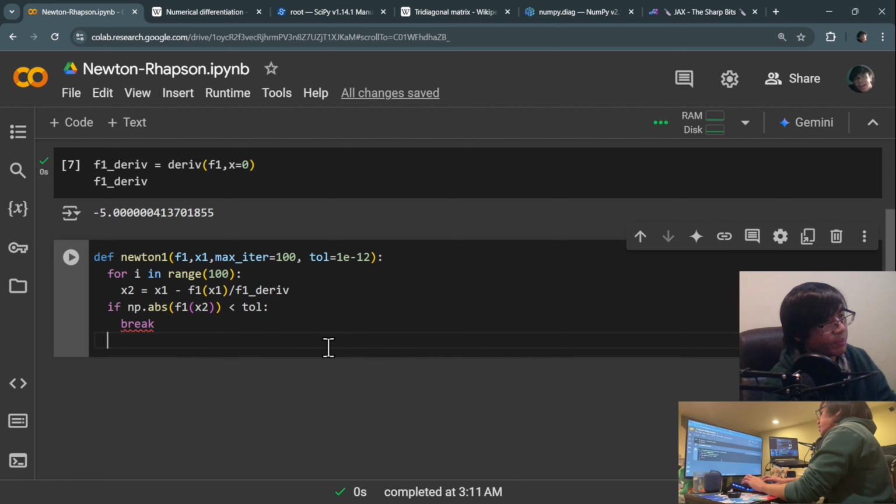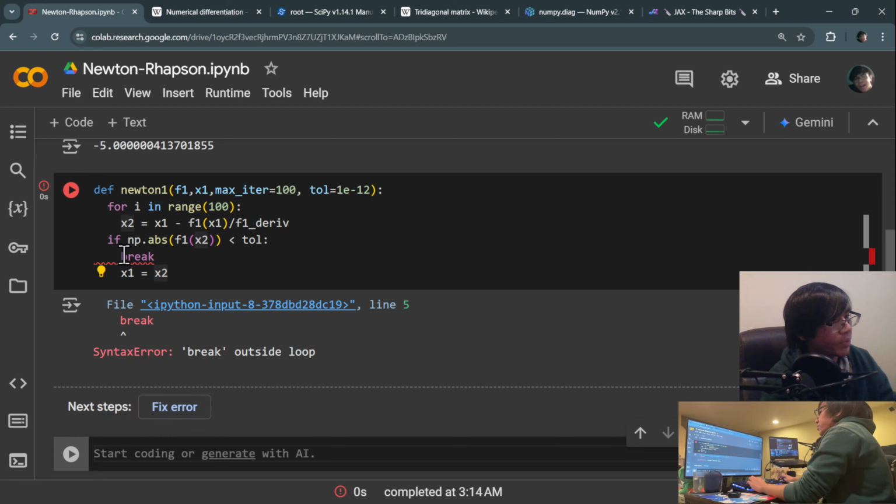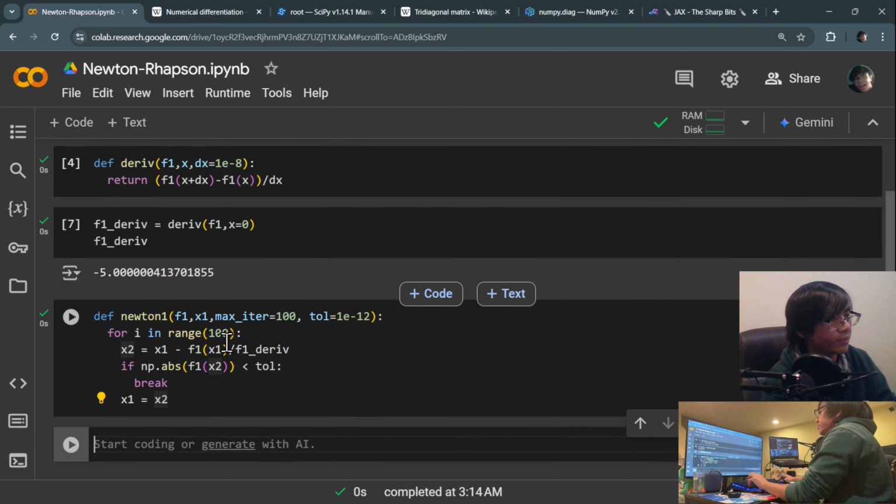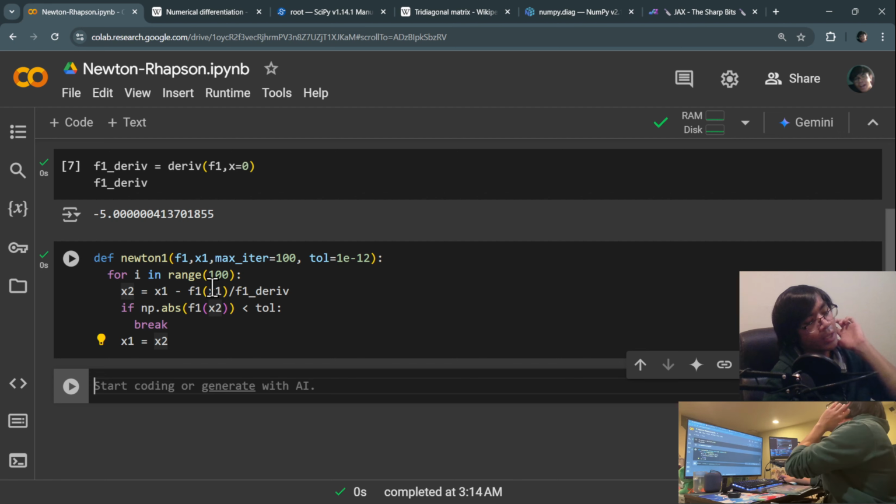And then to keep the loop going, if it passes that, we write x1 as the new x2 and keep it going. So that this x2 from up here is the new x1 and gets put back into the loop. That work? Oh, break outside loop. Does this need to be inside? Something like that. There you go. Watch the indents. And I think we can just do this, right?